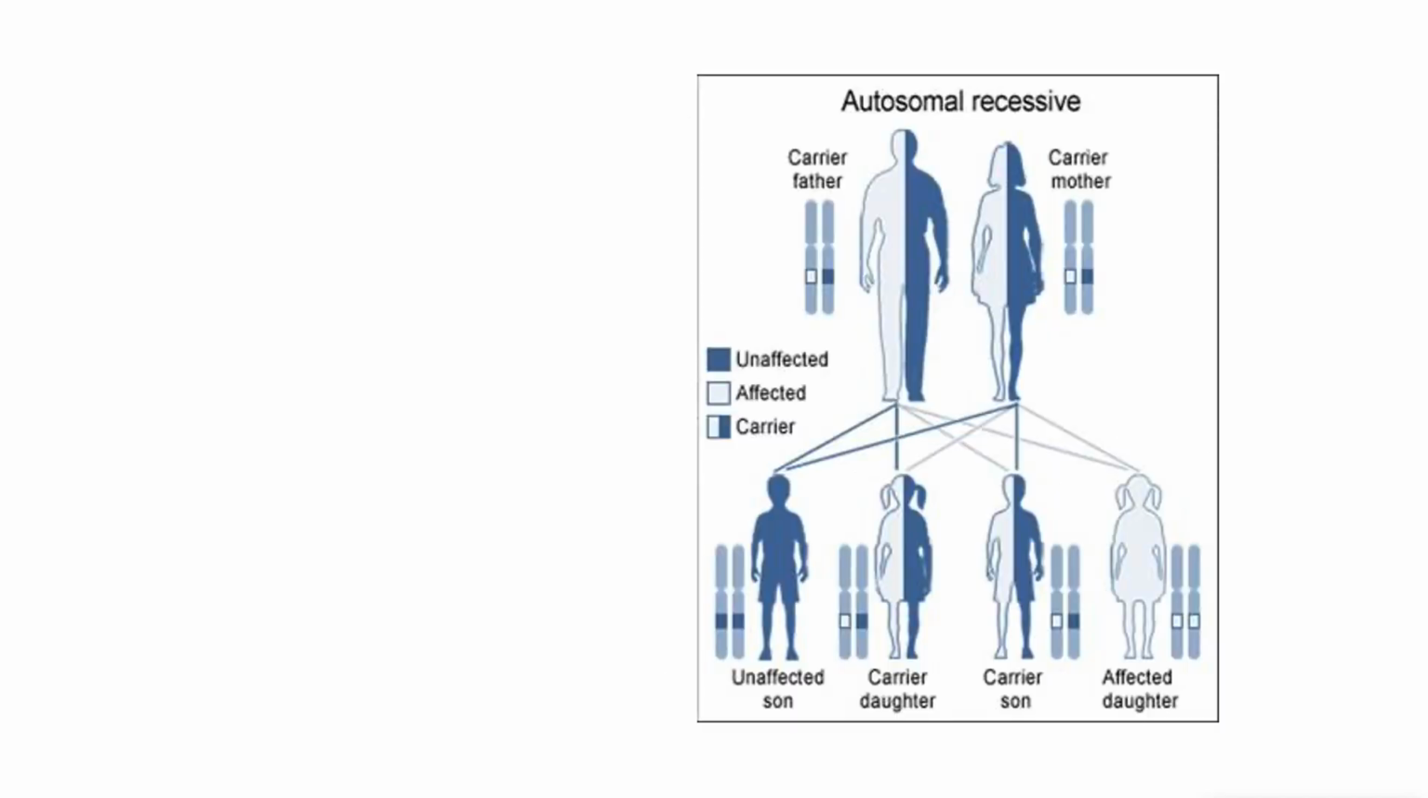This is autosomal recessive. Again, autosomal, not sex linked, but in order to be affected, the child has to have defective genes from both mother and father because it's recessive. They both have to be present. So the father is a carrier with an affected and unaffected gene, and the mother is a carrier with an unaffected and affected gene, and when they cross, they will have an unaffected son, a carrier daughter, a carrier son, and an affected daughter.